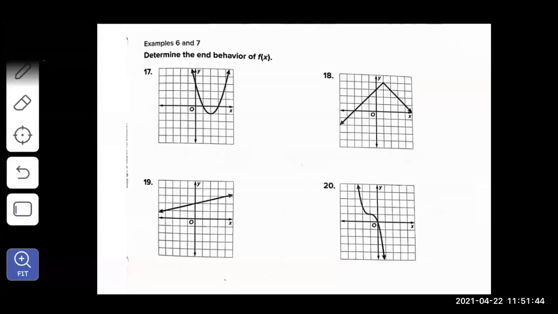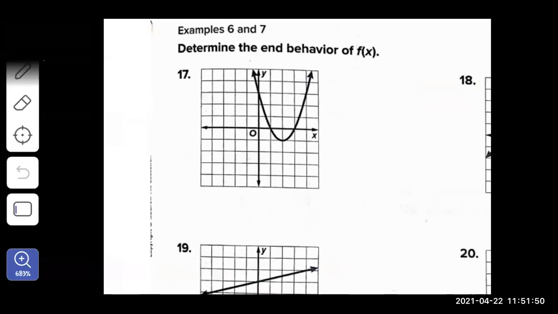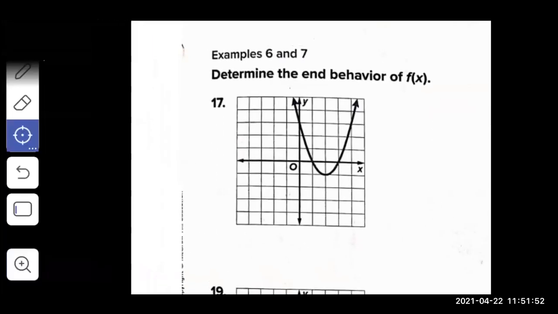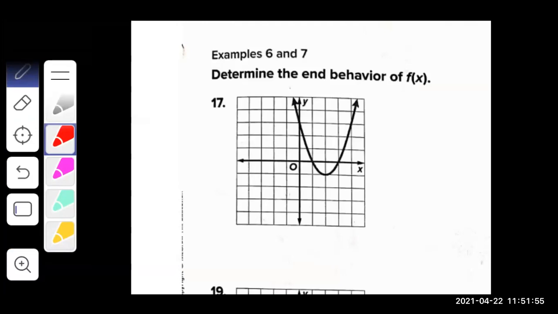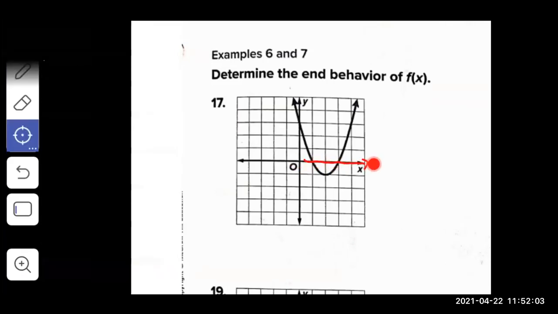All right, let's determine the end behavior of these graphs. Again, you only need to see. I'm going to zoom in just a little bit here. If x goes to the right, what happens with the function? It's going to increase.